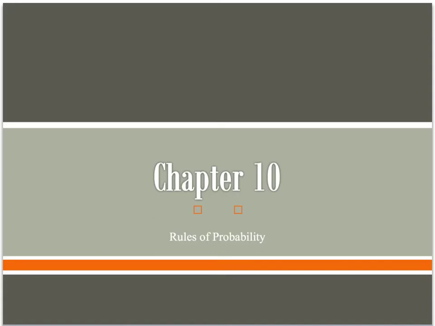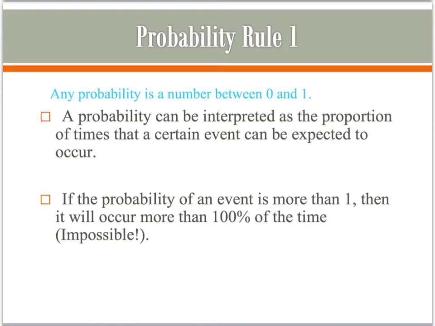In this video, we will look at the rules for probability. So probability is a number between 0 and 1. That's our first rule of probability. Because it can be looked at as the proportion of times that a certain event can be expected to occur.